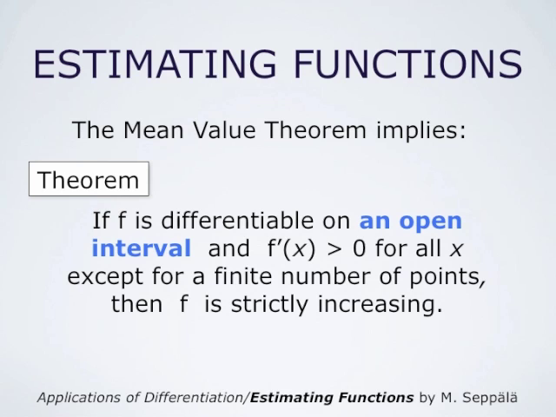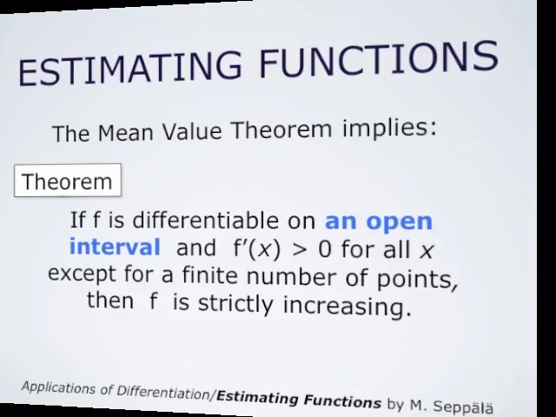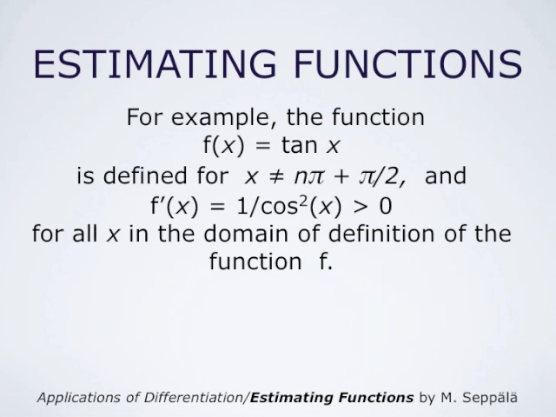The mean value theorem implies that if f is differentiable on an open interval, and if f prime of x is positive for all x except for a finite number of points, then the function f is strictly increasing. This is a corollary of the mean value theorem. Here it is important that the function to be considered is defined on a single interval.